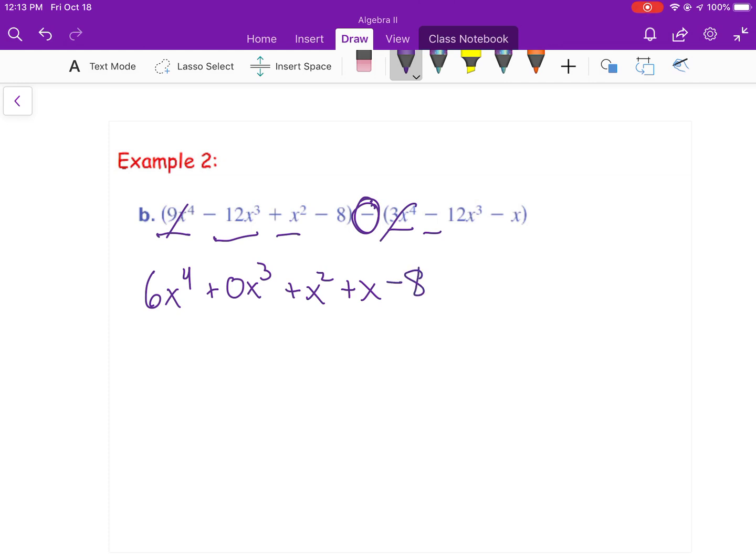What I like to do with this negative is actually distribute, and then make it adding or subtracting depending on what I get with this distribution. You don't need to put that x to the third there. I just did that to kind of show you what happened.